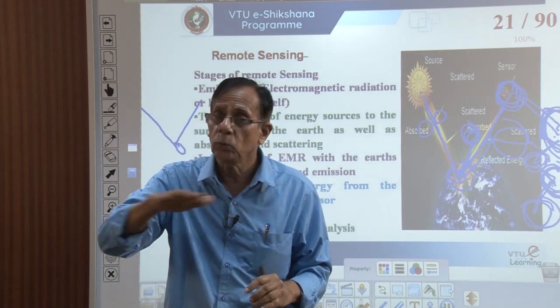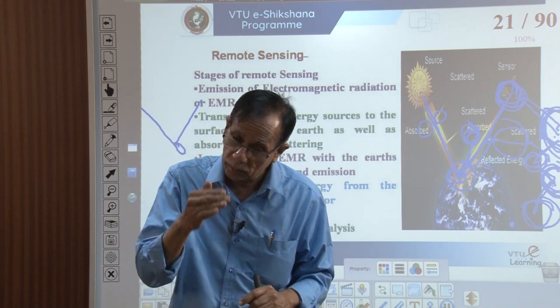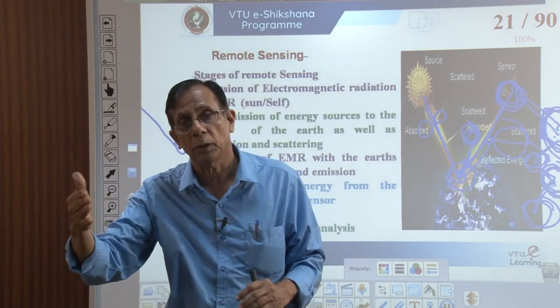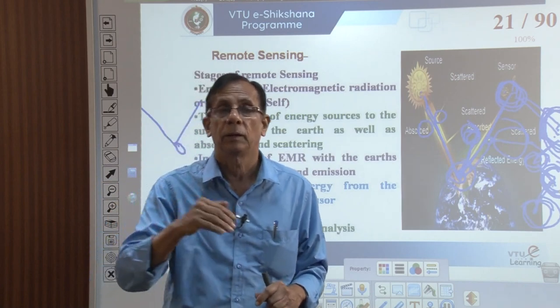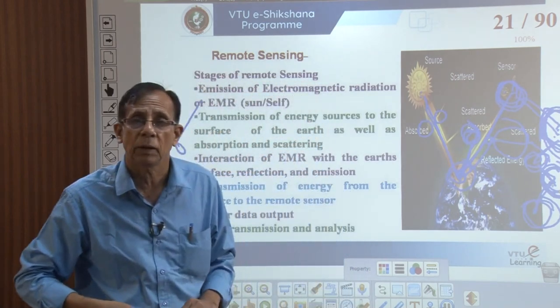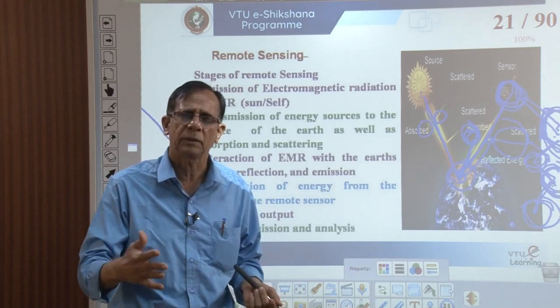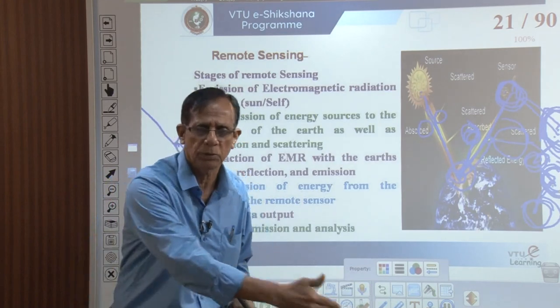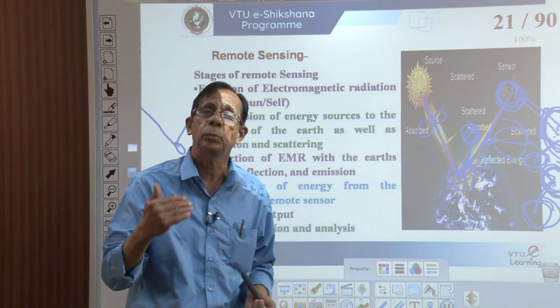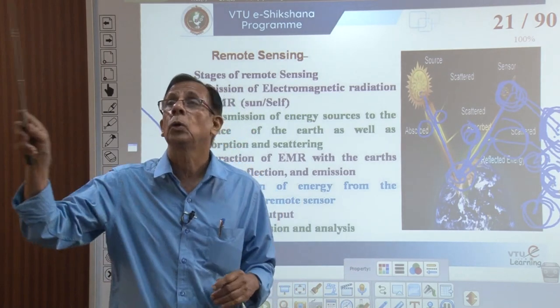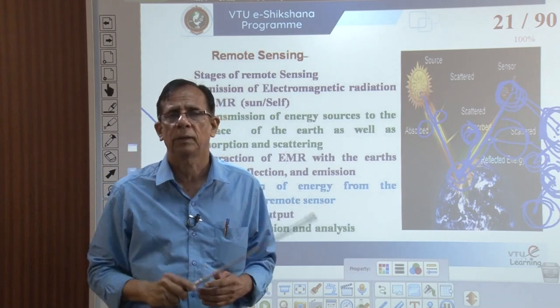So it all looks red, but they process it using different parameters and all the constraints and limitations they apply: tone, color, texture, association, many things which we will discuss a little later. They apply these and finally come to the conclusion that this is a coconut plantation.